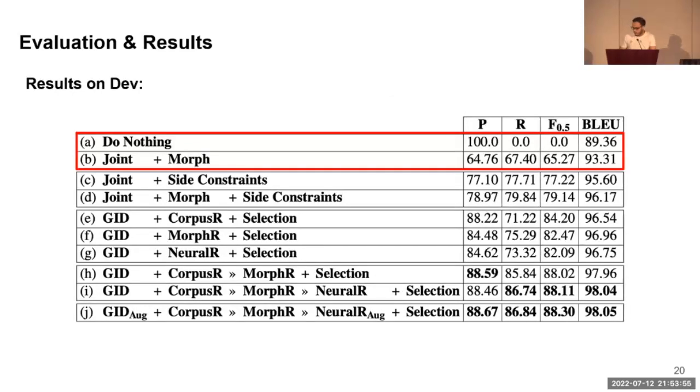Now, in terms of the results on the dev set, the do-nothing baseline, since it just outputs the input to the output as it is, achieves a 0 F1, but an extremely high BLEU score of 89. This really indicates the high level of similarities between the input and the output. And this highlights the point that I mentioned earlier, where only 10% of the words were gendered. The joint model with morphological features achieves around 65 F0.5.